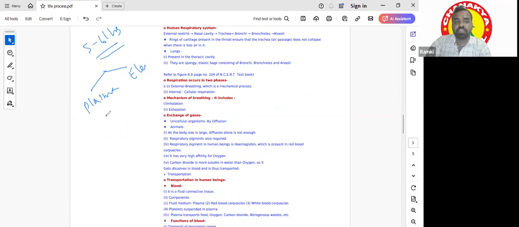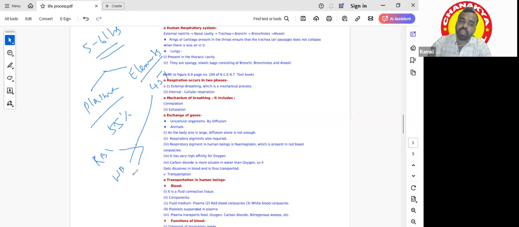What is the percentage of plasma? It is 55 percent. Formed elements are 45 percent. The formed elements have three types: RBC, WBC, and platelets. What is the function of RBC? What is RBC? Red blood cells, also called erythrocytes, which are responsible for carrying oxygen from one place to another.